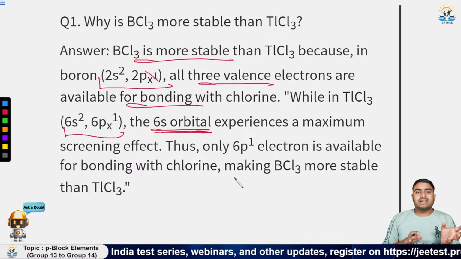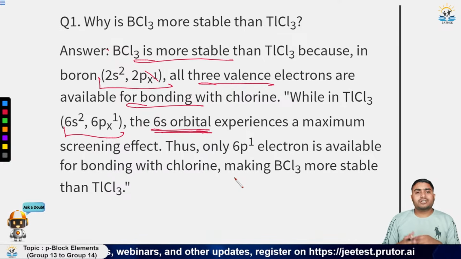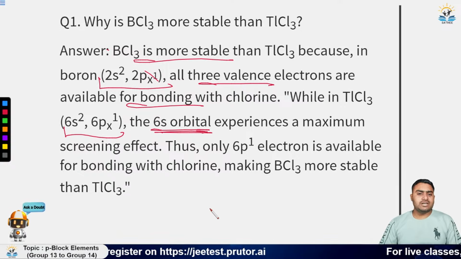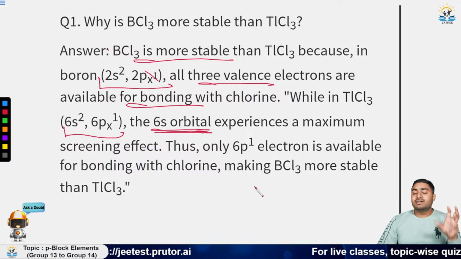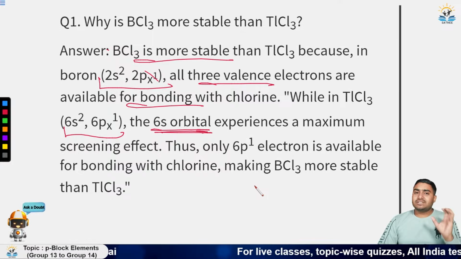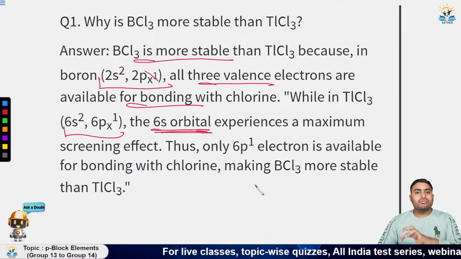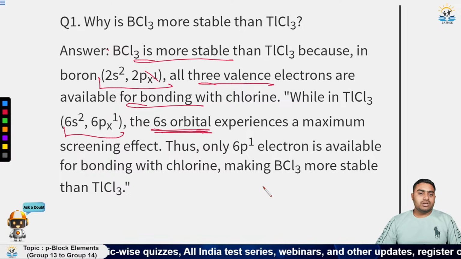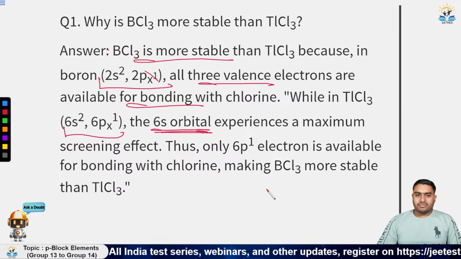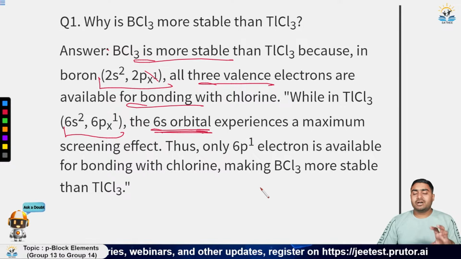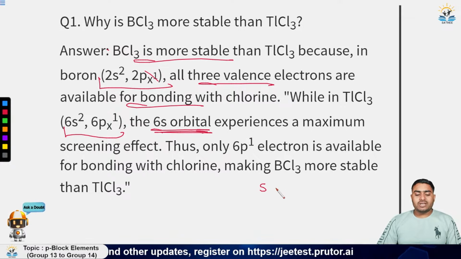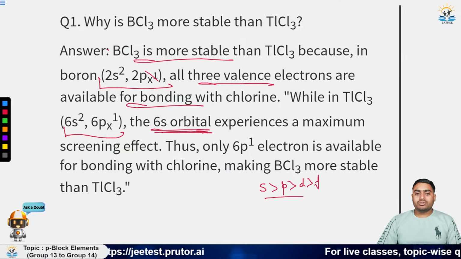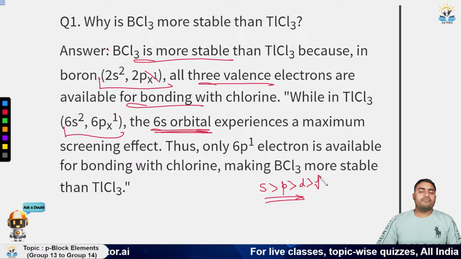Screening effect is like a shielding provided by the inner shell electrons to the outer shell electrons towards the effective nuclear charge. That's why the exact amount of nuclear charge present in the nucleus is not available for the outer shell electrons. Due to the inert pair effect, the shielding effect is more in case of s, then p, then d, and then f. Because in case of 6s and 6p, f and d are included.